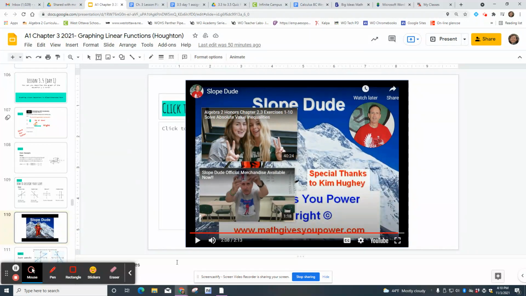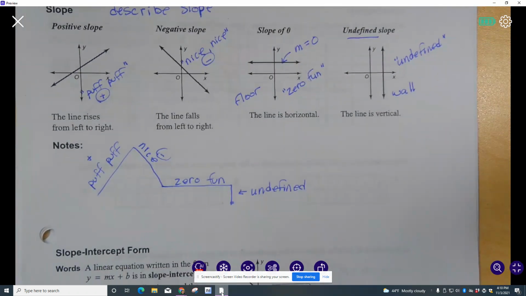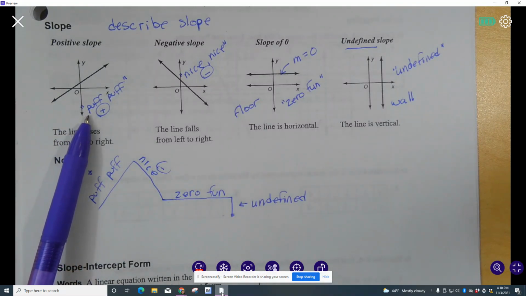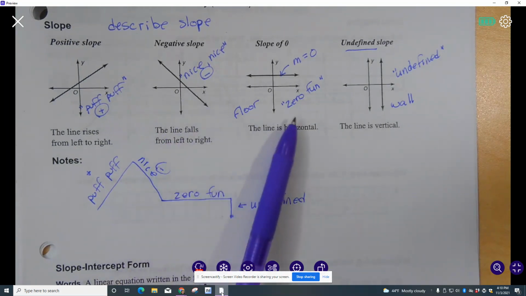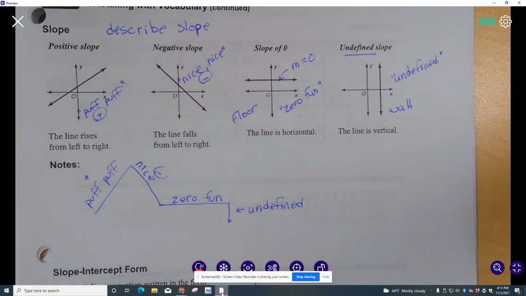Okay, so hopefully that helped you. I kind of added that to my notes. You again can pause and do the same thing. So you could do two things. You could put it here, puff, puff, positive, nice, nice, negative, zero fun and undefined. Or if you wanted to draw that little diagram in your notes, that will probably help you remember positive, negative, zero, and undefined. And remember, those are how you describe a slope.